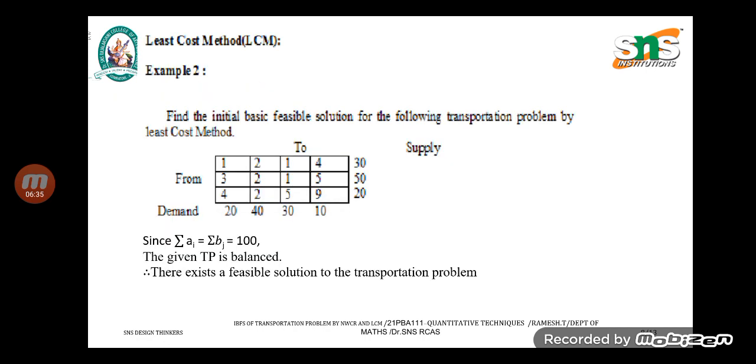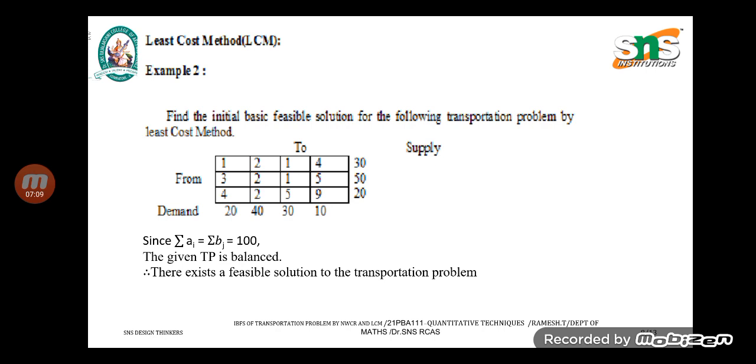Next we find the initial transportation cost, or initial basic feasible solution, using the least cost method. Here the problem is given, the supplies and demand. First we check whether the total supply and demand are equal or not. So total supply is 100, demand is also 100, therefore the given problem is balanced. If it is balanced, we get a basic feasible solution. So there exists a basic feasible solution.